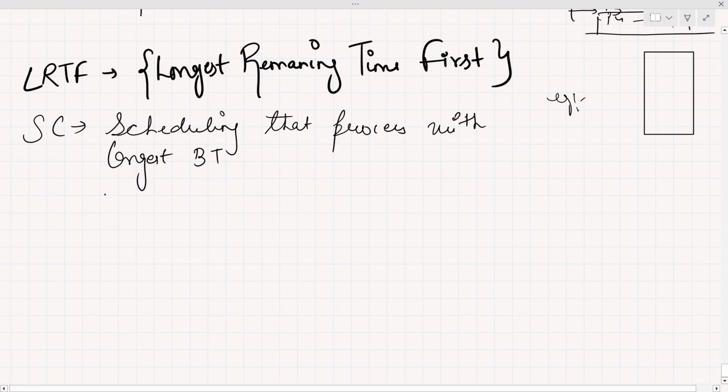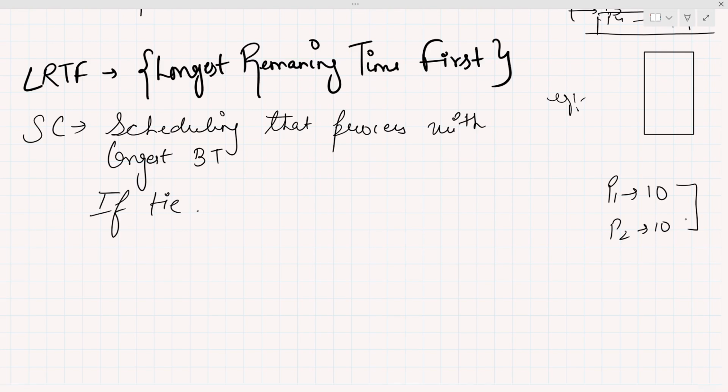What happens if the burst time is a tie? Let's say P1 has a burst time of 10 and P2 also has a burst time of 10. What happens when there is a tie between these two processes? If there is a tie, then we choose the process that comes first. So we are following the FCFS rule, first come first serve. The process that comes first will get the CPU first.